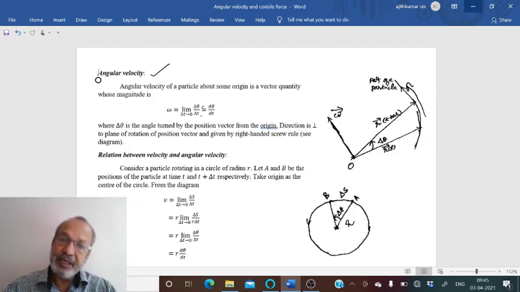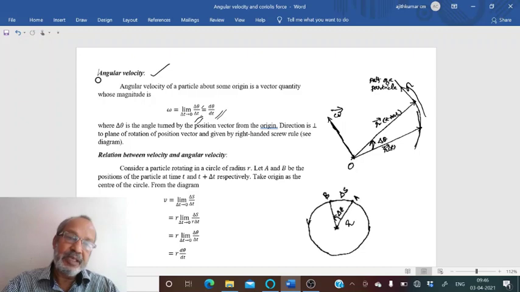Suppose at the time t, this is the position vector of the particle from some origin, and after a time delta t, this is the position of the particle, and its position vector is r at the time t plus delta t. So the angle turned by the position vector during time delta t is delta theta. That delta theta by delta t is defined as omega, or angular velocity. Of course, in the limit delta t tending to 0. In that limit, the quantity becomes the derivative of theta with respect to t.